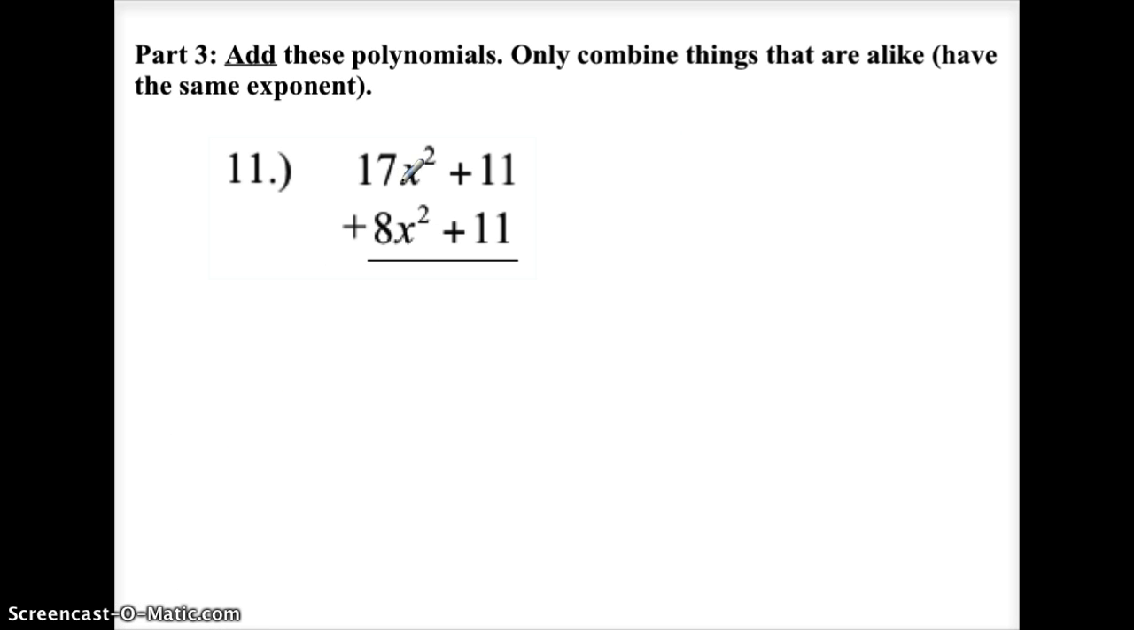Let's try another one. Here we go. Ooh, I'm adding, but these are like terms. They're both x squared, so we're still going to do the same thing. 17 plus 8, what would that be? That would be 25x squared. And then 11 plus 11, hey, that's going to be 22.